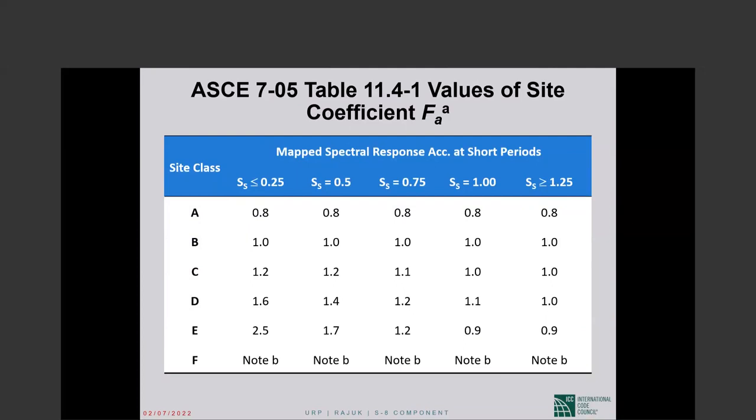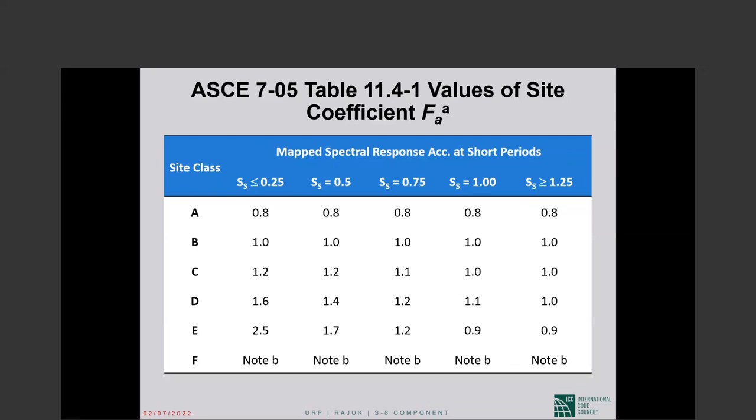So S sub S, S sub 1, we know how to find it for any Bangladesh location. Okay. So you go to the zone map. The Z factor is the S sub 1. You multiply that by 2.5, you have your S sub S. That is probably the simplest.